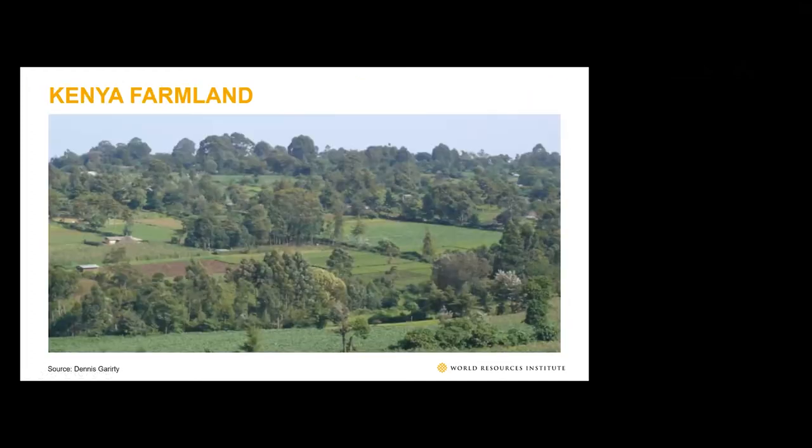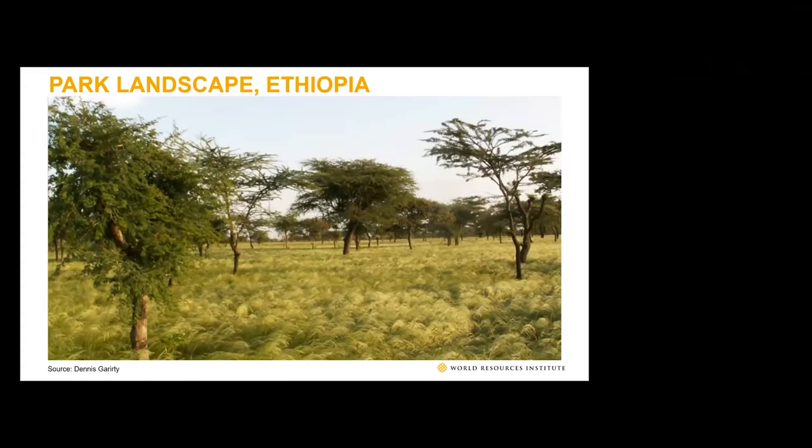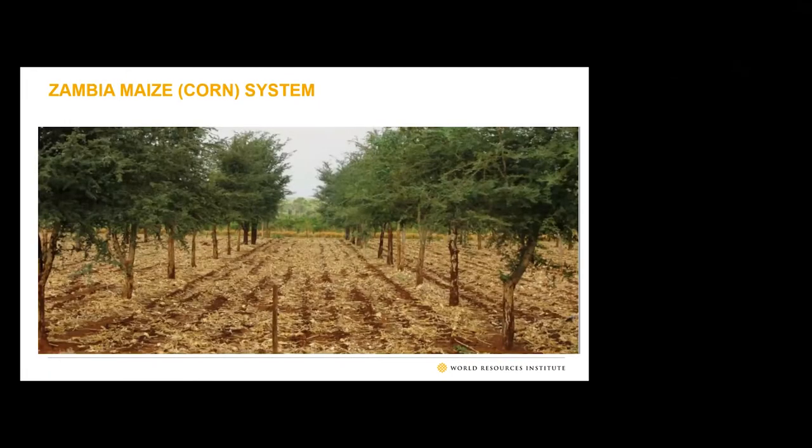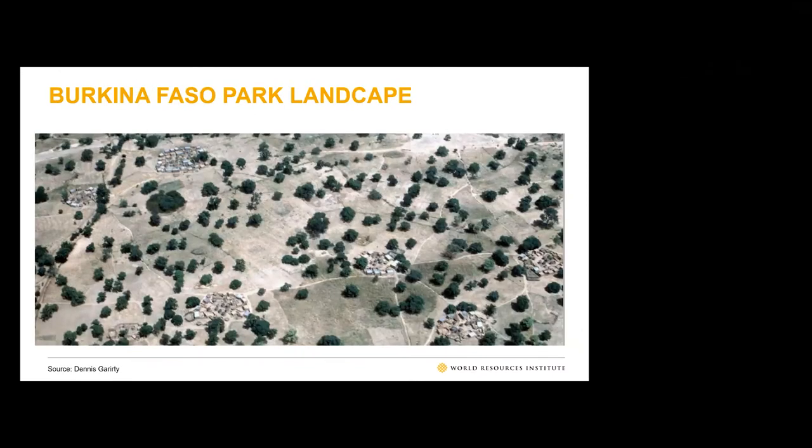To give some examples of how that exists and why we think this project on restoration is so important: you see a Kenyan landscape, all kinds of trees and farms, all integrated. In Ethiopia, a grazing park landscape, more classical agroforestry, where crops and trees grow together. And here you see a very nice picture of how those trees are distributed around settlements.